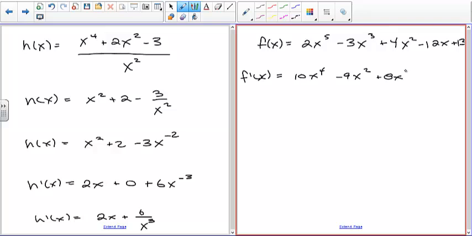Now we don't need to show x to the first power. Just remember, anytime you take the derivative of x squared, you get 2x, and just leave the exponent off. The derivative of x is 1, so you just get negative 12. And the derivative of a constant is 0.